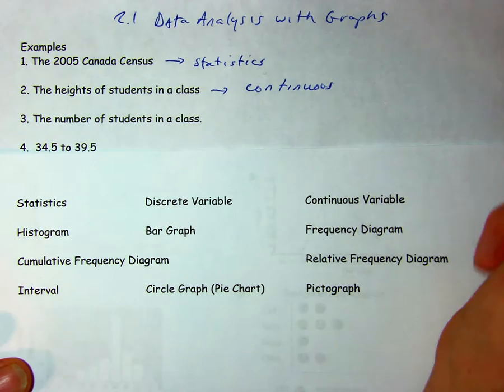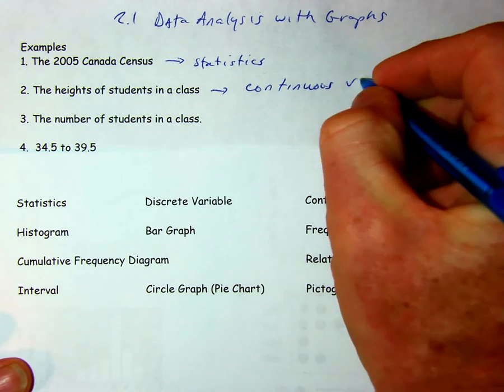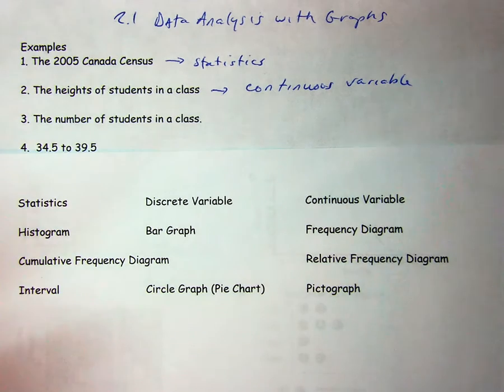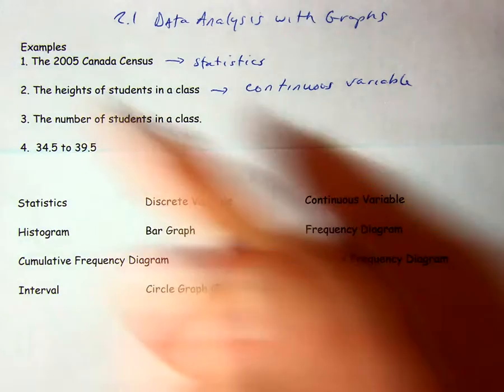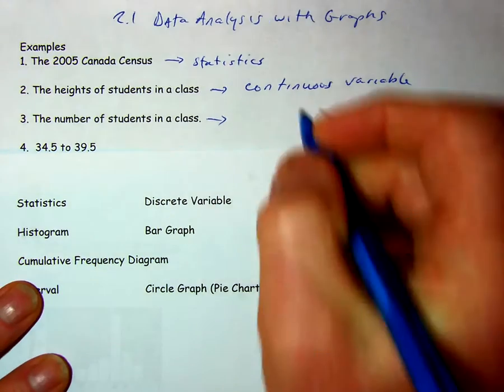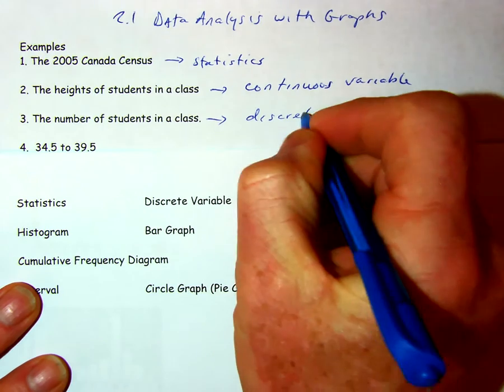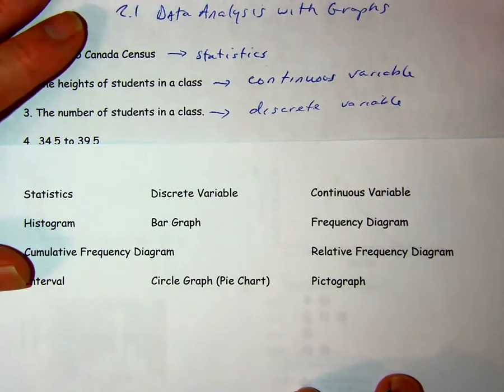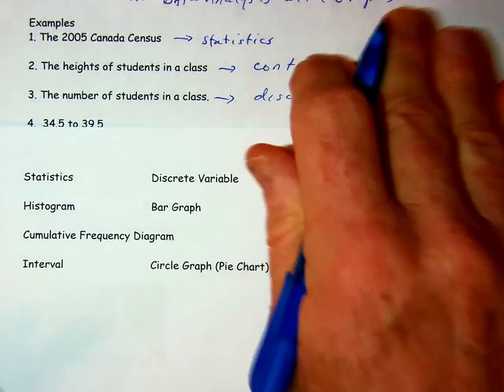Again, these are just examples. Continuous variable. Okay. The number of students in a class. That's an easy one. If it's not continuous, it's... Sahil, what do you want? Discrete, right? Because it can only be integer values.